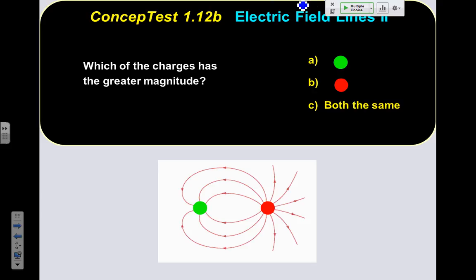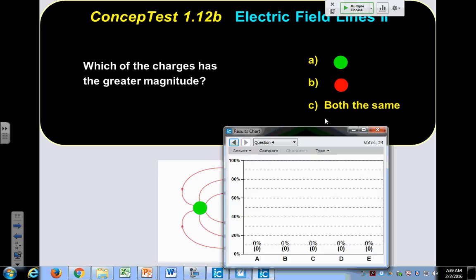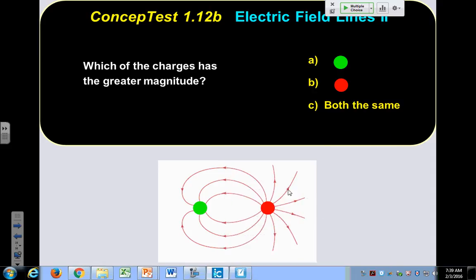All right, which charge has the greater magnitude here? The green one or the red one? All right, I'll stop at 18 or 20. Say 20. Okay, good. B is the right answer. But that one was so easy.